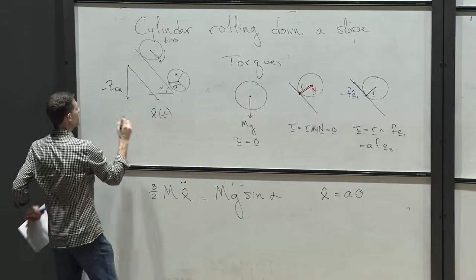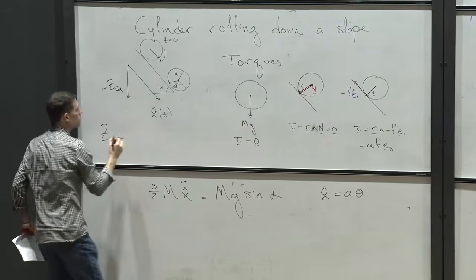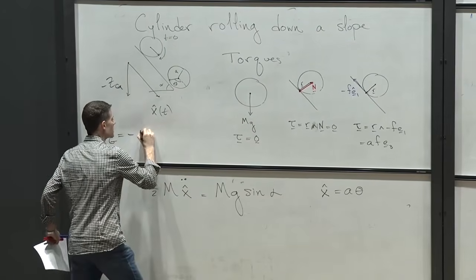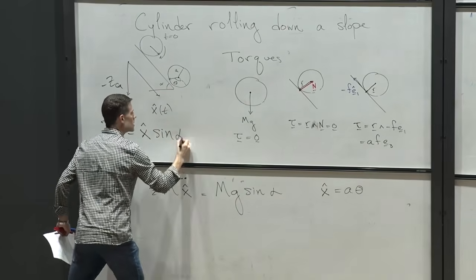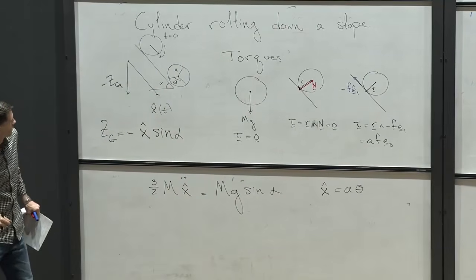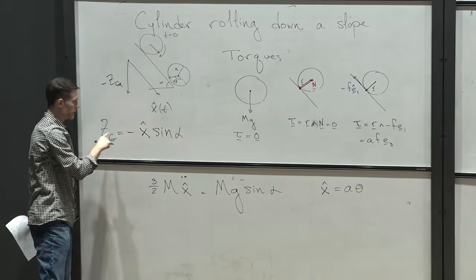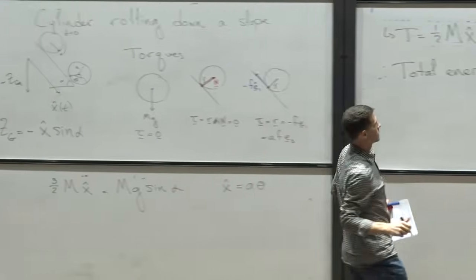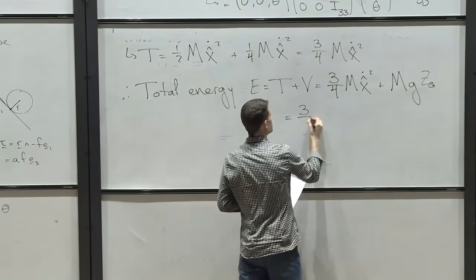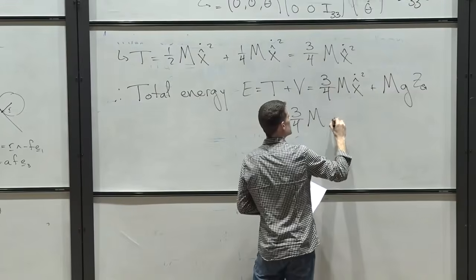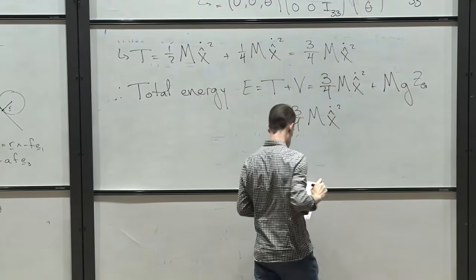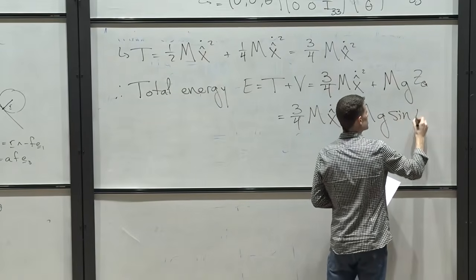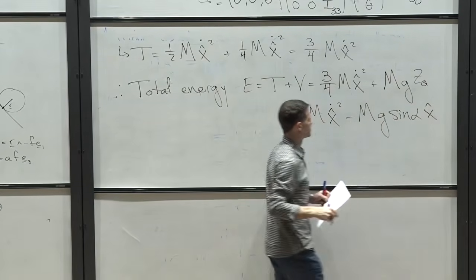which means that ZG is minus x hat sine alpha. The alpha there. So as it starts to roll, x hat increases, potential energy goes down. So we end up with 3/4 m x hat dot squared minus mg sine alpha x hat.